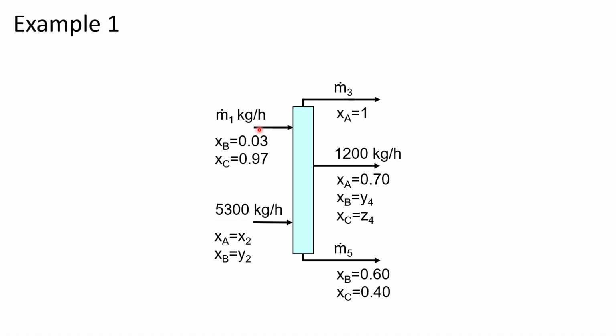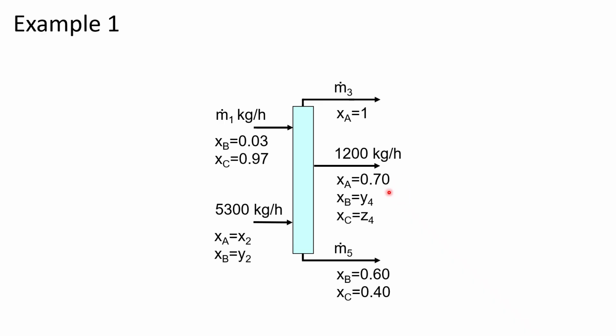If you look at the two feeds to this column, you'll see that we have three components. We have A, B, and C. All three of these components enter the column. If you look over here at the products that are produced, you see the top has been enriched in A. The stream coming out here is essentially pure A. And you look down here at the bottom, it's been enriched in B and C. And the intermediate stream here, the side stream, has an intermediate composition.